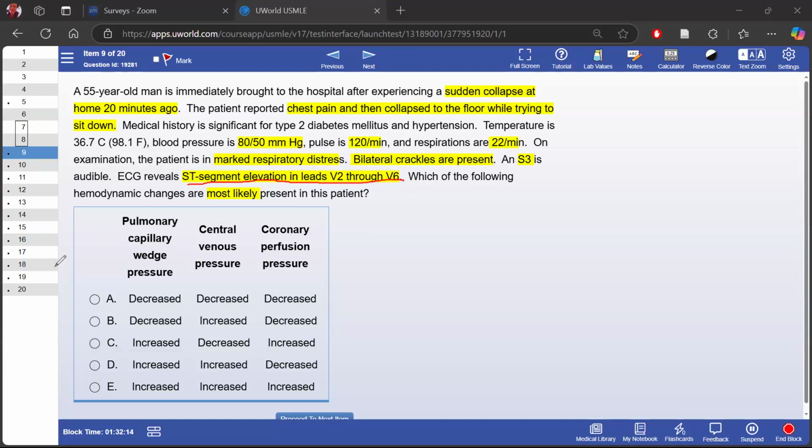Which side of the heart is failing and why? Is this patient experiencing right heart failure, left heart failure, or both? And why? You have to support your answer. Which side of the heart is failing in this patient? Left heart. Why left heart failure? What here is specific for left heart failure?